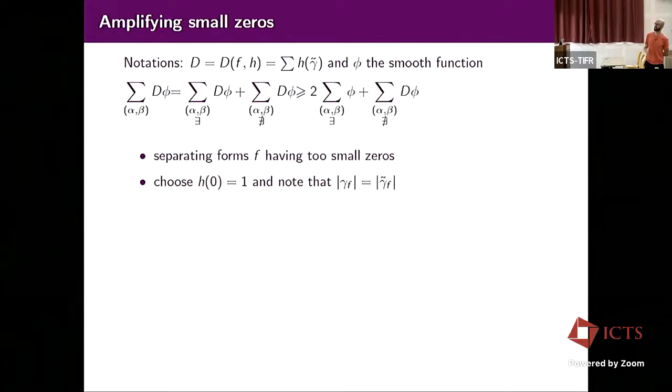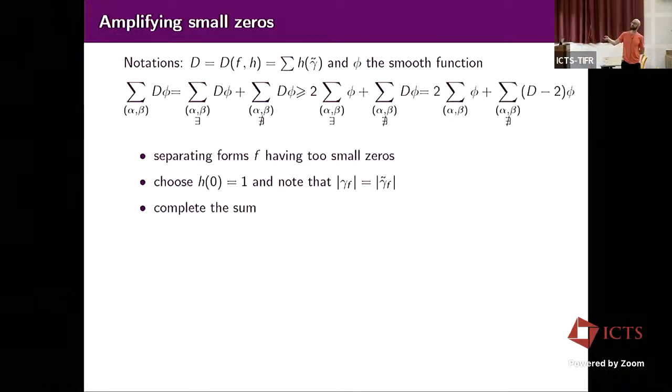No deep math there. Now, since we can choose a specific test function, we can choose it to be 0 at 1. And since the zeros are small, they're close to 0, so the value of h at these zeros is close to 1. I won't write the epsilons, but basically each small zero here contributes a 1 because they are small. So here I can lower bound by 2 minus epsilon. And then I can just complete the sum.